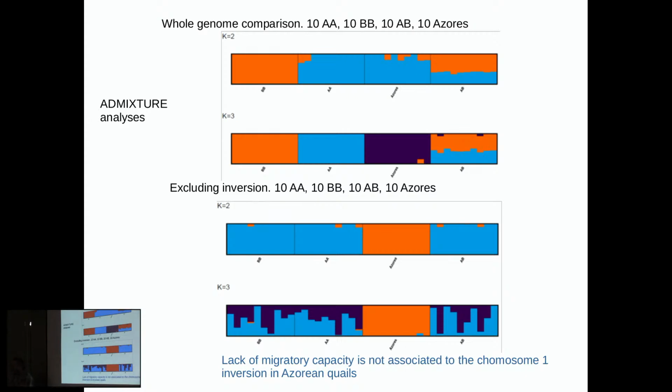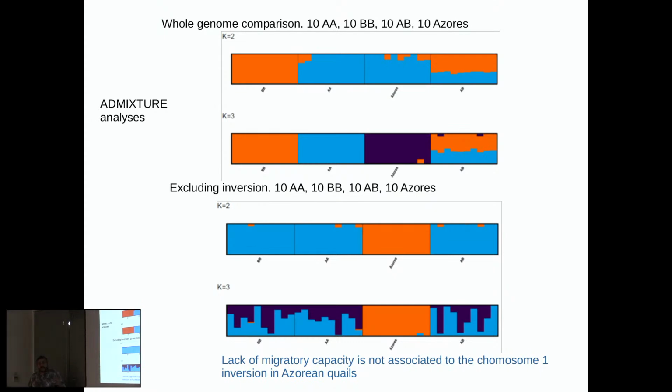But if we ignore this part of the genome, that we know is weird and affects a lot of what we are doing, if we exclude the inversion, this is what happens. With two groups, we can see that the quails from the Azores are completely different from all other quails. Okay? After excluding the area of the inversion, we can see that the Azores quails are something else and do not have the inversion, or at least not all of them have the inversion. So it seems that there has been a loss of the migratory behavior that is completely independent of the loss of the migratory behavior that has happened on the other islands. It's not related to chromosome 1, to the inversion in chromosome 1.